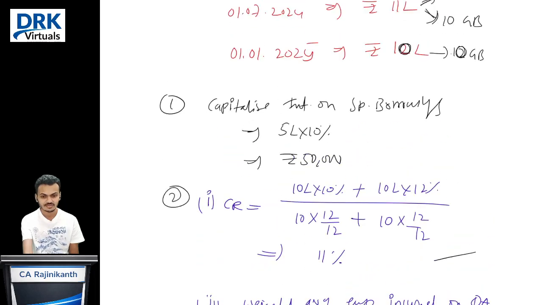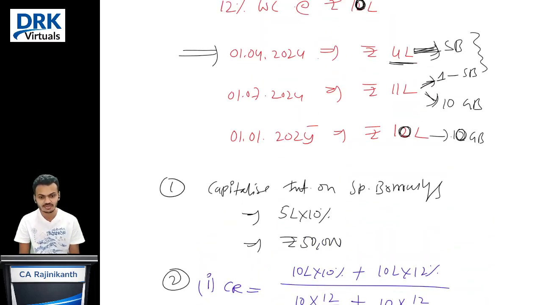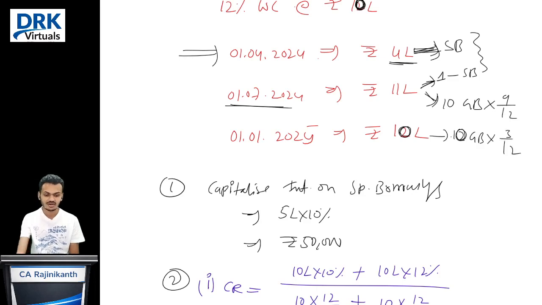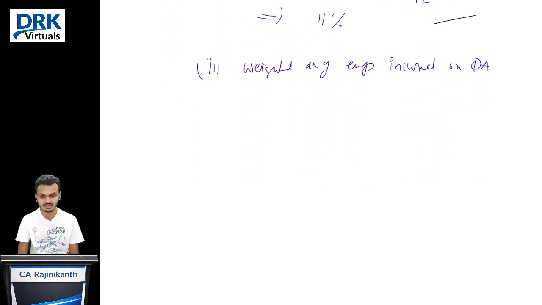Now come. This we should ignore, this 10 lakh. 12 by 12, no, not 12 by 12. From 1 July, it means 9 by 12. Here it is 3 by 12. 10 into 9 by 12, 10 into 3 by 12, plus 10 into 3 by 12. How much? 10 into 9 by 12. 10 lakh only, no?